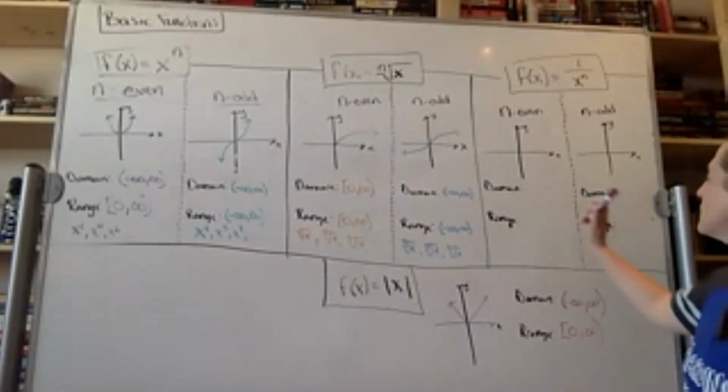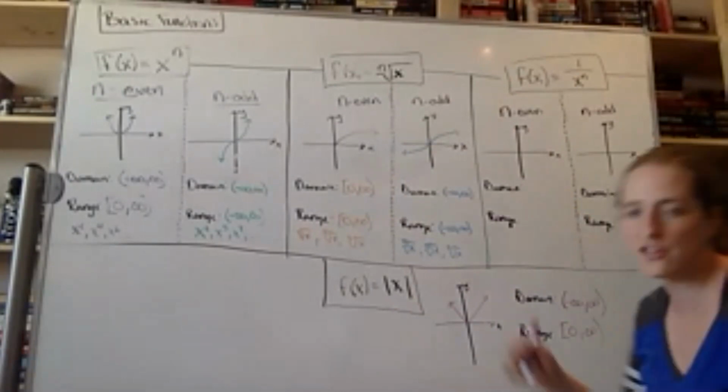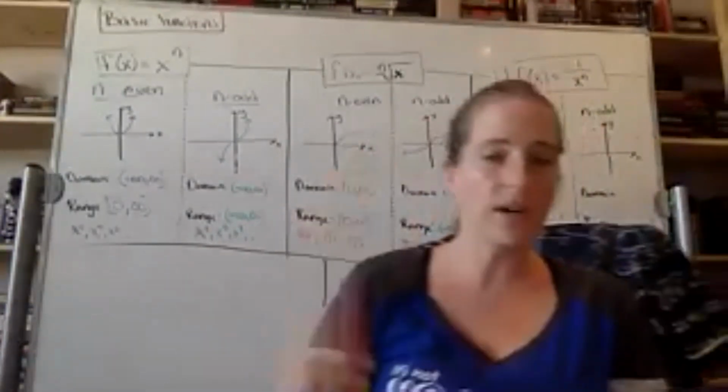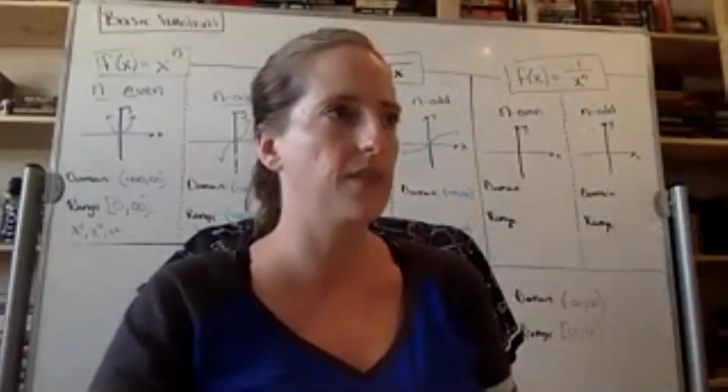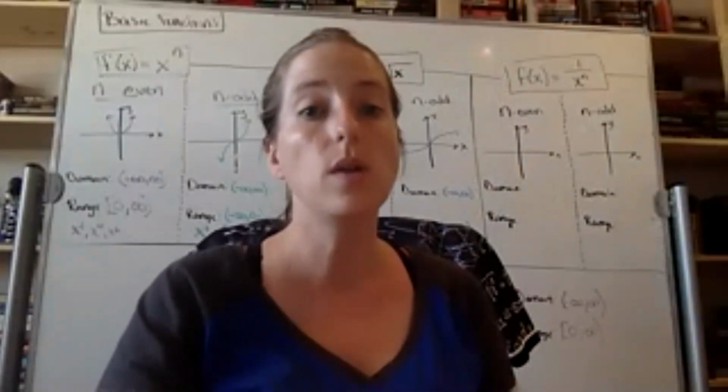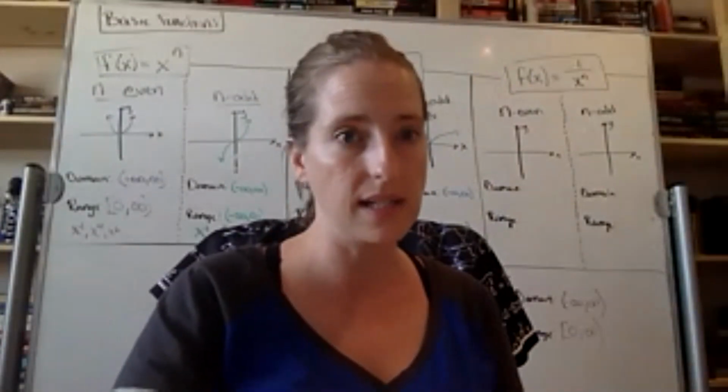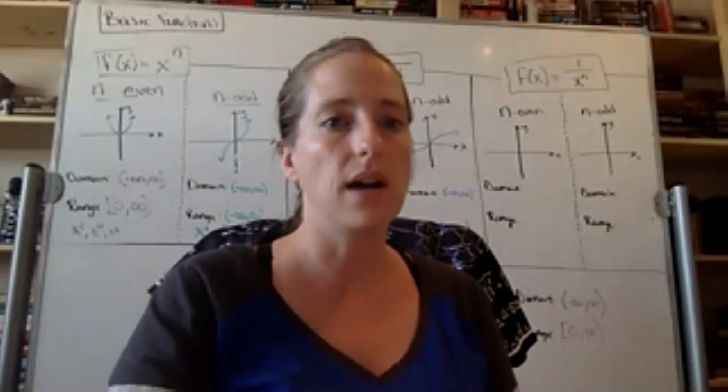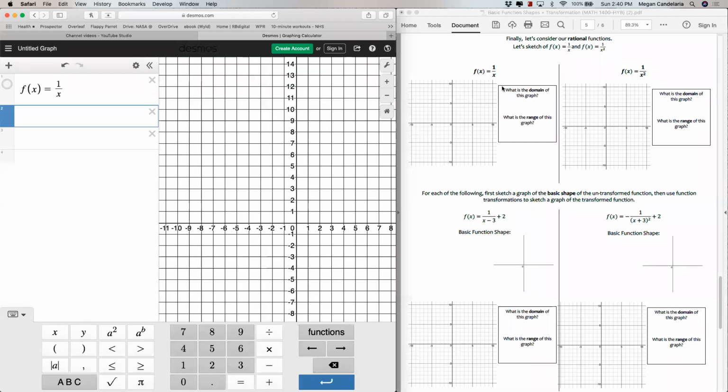All right, so last but not least, we need to think about our rational functions, 1 over x to the n, and we're going to focus on 1 over x and 1 over x squared to get an idea of what these look like. All right, so I'm going to go back to sharing my screen. All right, so now we're going to think about rational functions.